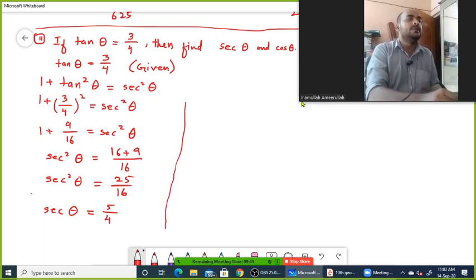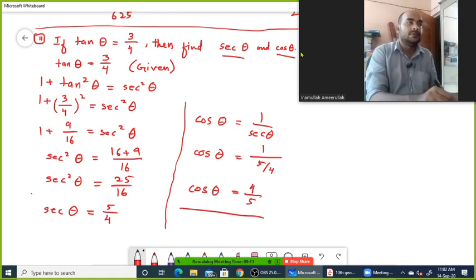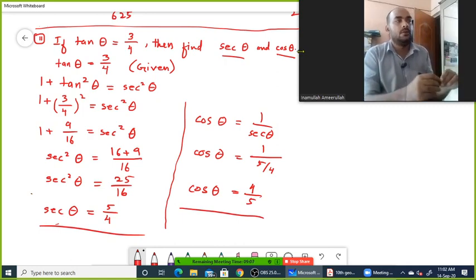Then I'll use the interrelationship between trigonometric ratios for cos theta. Sec theta is 5 by 4. So cos theta, we know that cos theta is the reciprocal of sec theta. So cos theta is 1 upon sec theta. So this way cos theta is 1 by 5 by 4. So I'll bring this 5 by 4 to the numerator. It will multiply with 1 and it will become 4 by 5. So this is your cos theta, this is your sec theta if tan theta is 3 by 4. Hope it is clear to everybody.